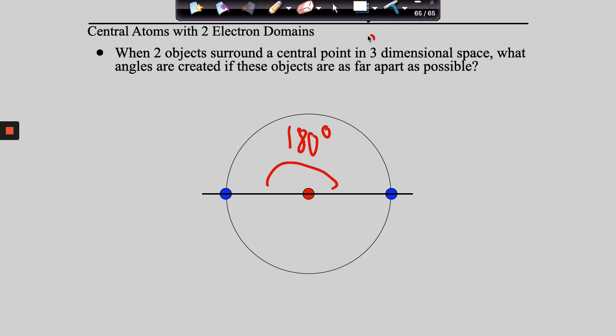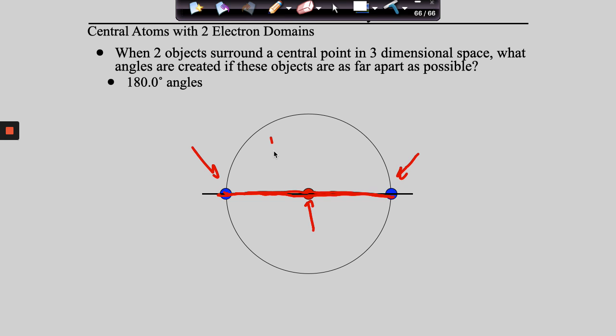So what if we make it 3-dimensional space? Doesn't change. Guys, that angle is 180 degrees. Here then is where we talk about this being linear, because now we have a central point and 2 outlying points, and these are all in a line. And this is what we call linear. Again, 2 points we call straight, 3 points we call linear. So this structure is linear. Sorry for that confusion earlier.